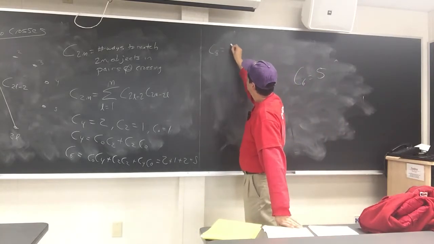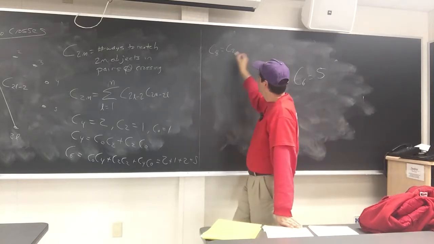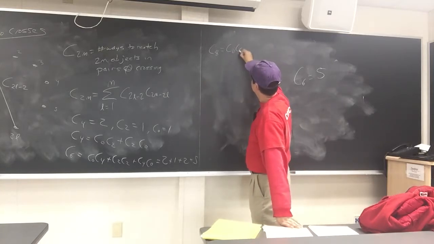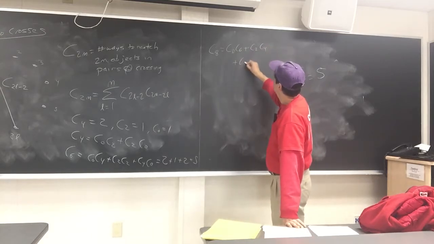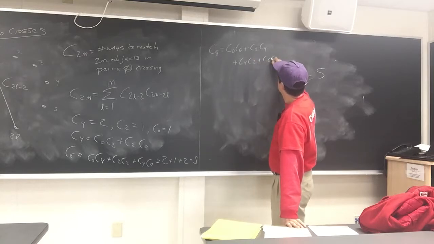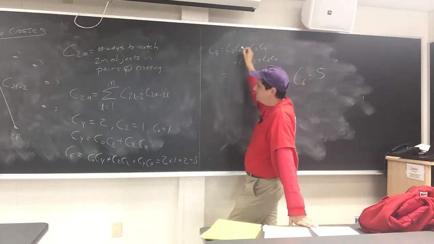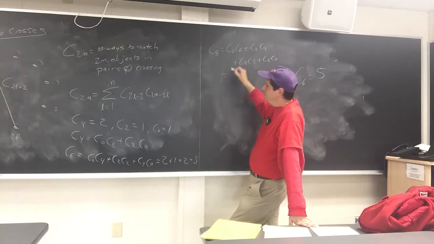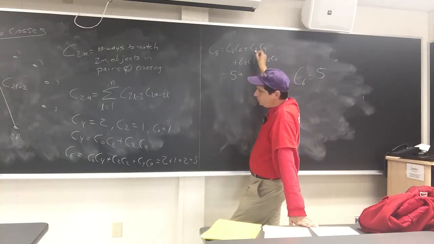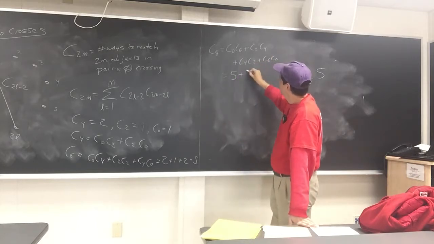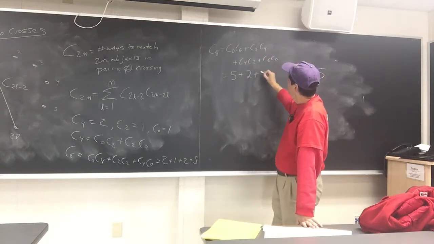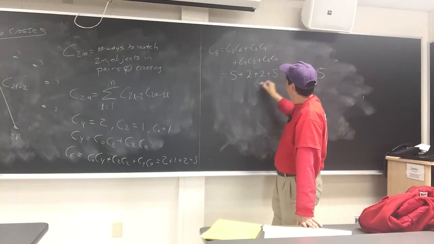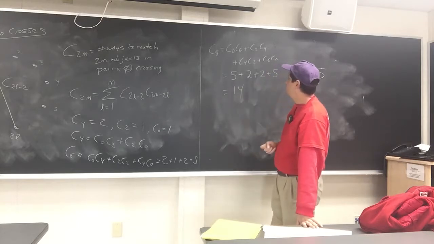So C8 should be, it's got to add up to 6, so it should be C0, C6, plus C2, C4, plus C4, C2, plus C6, C0. All right, C6 was 5, and C0 is 1. C2 was 1, and C4 was 2, so the next one is 2. C4, C2 is also 2. And then C6, C0 is 5. So there's 14 possibilities.